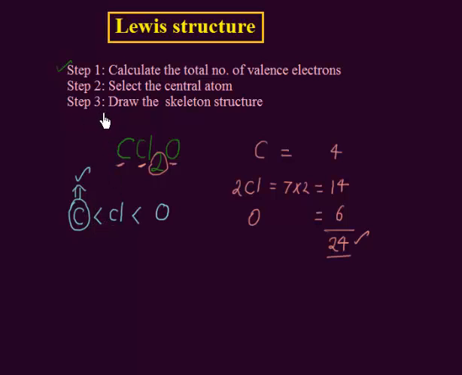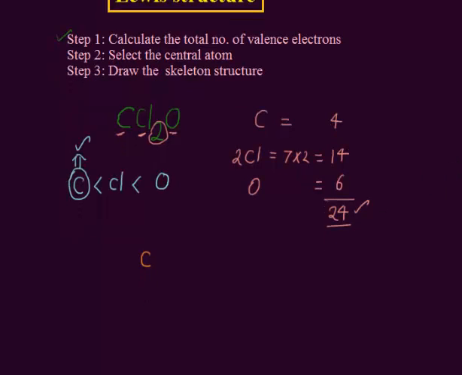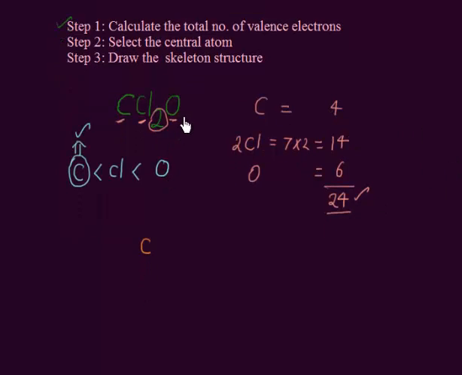Now we follow the final step, that is to draw the skeleton structure, in which we connect the remaining atoms to the central atom, that is the carbon atom. Let me draw the carbon atom here. Here we have carbon, and the remaining atoms are 2 Cl atoms and 1 oxygen atom. We connect them to the central atom. Now the oxygen atom we connect also to the central atom, and finally we satisfy the valency of these atoms.